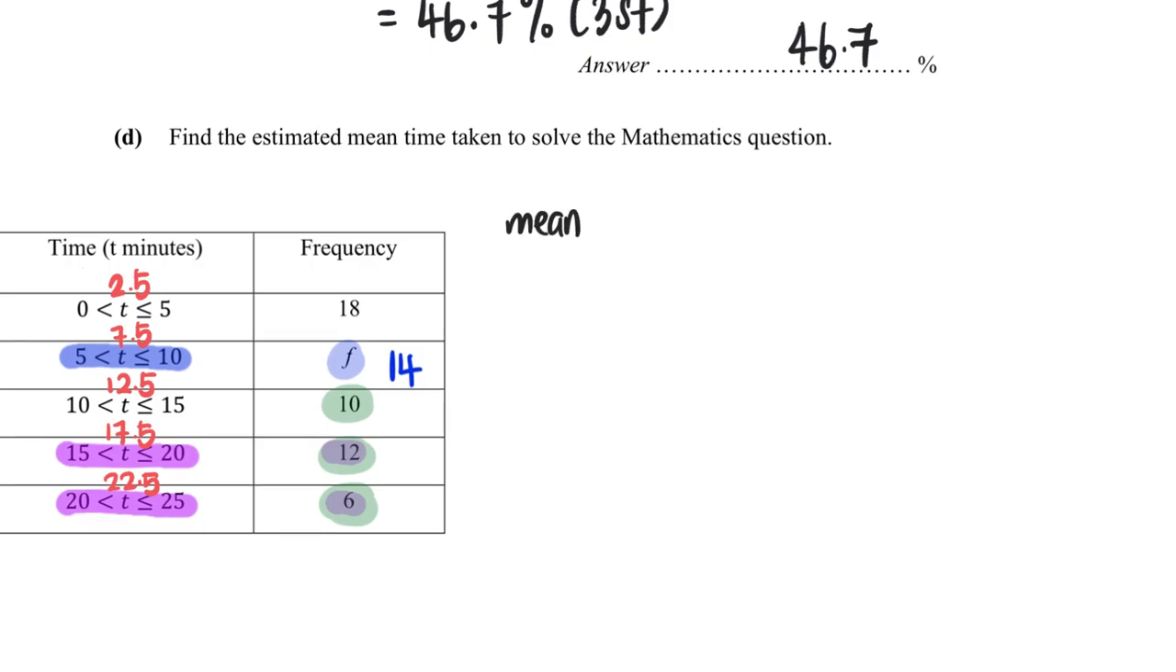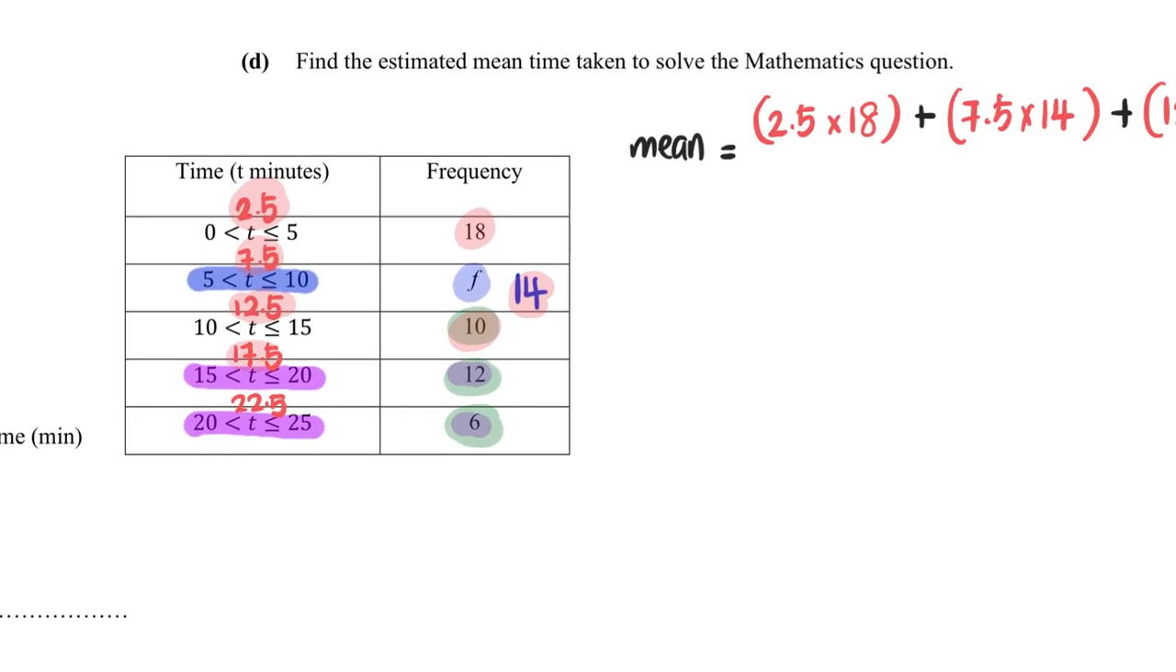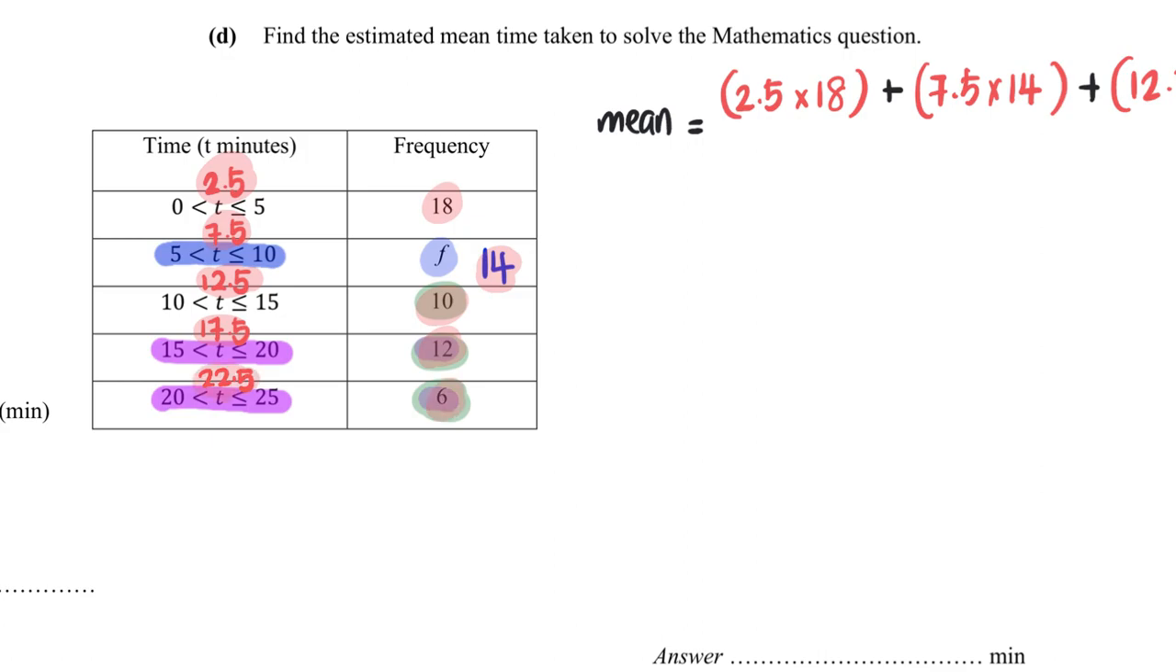Okay, so the estimated mean will be equals to 2.5 times 18 plus 7.5 times 14 plus, do you see where this is going? 12.5 times 10 plus 17.5 times 12 plus the last part will be 22.5 times 6.